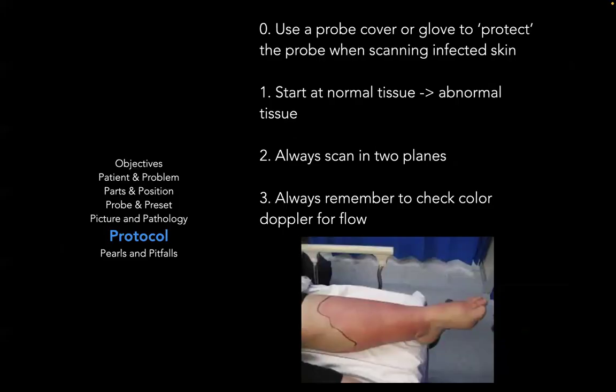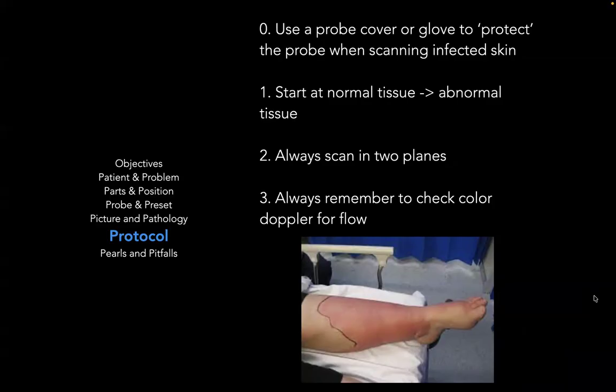In terms of the protocol for scanning soft tissue, the way to do soft tissue scanning is by using a probe cover to protect the probe when scanning infected skin. So always make sure to protect the probe if you are scanning, let's say, a cellulitis or an abscess. So that way you're not bringing infected material from one patient to another.